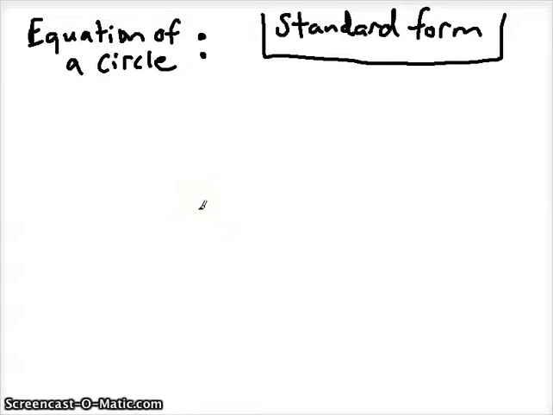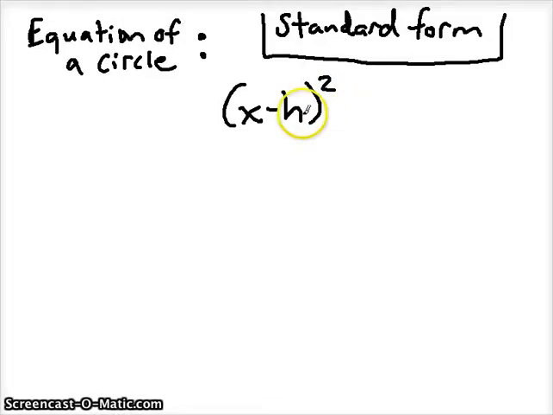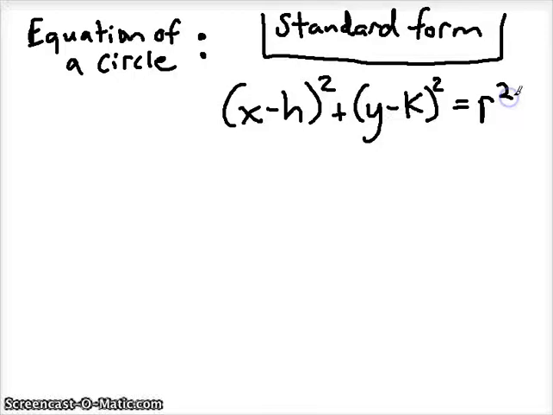In this video, we're going to be looking at equations of circles. There's two different forms of equations that we're going to learn. The first in this video is going to focus on standard form. And standard form looks like this. That's h right here. So we got x minus h squared. We're going to have y minus k squared. And that's always going to equal whatever the radius is squared.